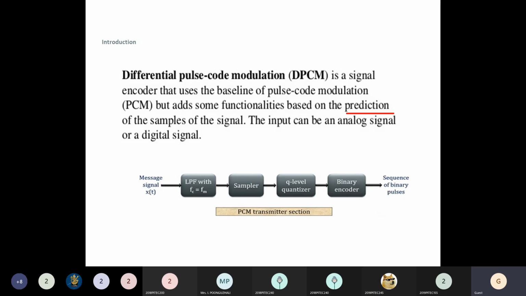So except for the prediction block or prediction concept, DPCM is simply said to be a PCM.